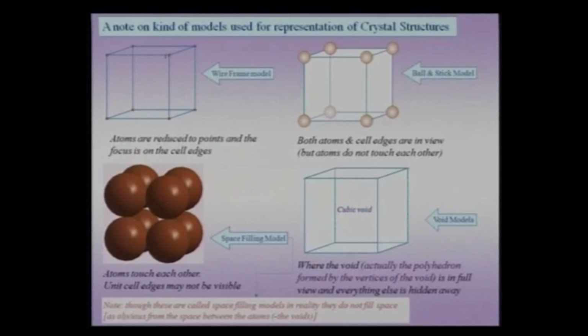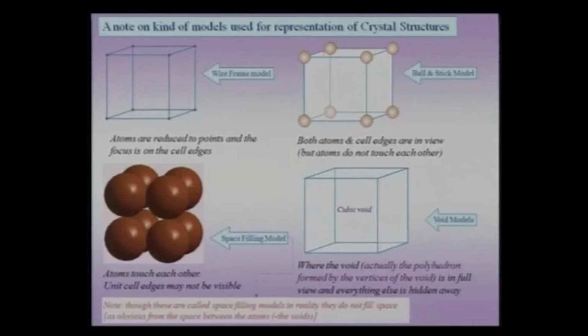In other words, I do not show my atoms explicitly. What is emphasized are the cell edges. The atoms or the entities which are decorating the lattice are shrunk to points, and my unit cell is in full view. So this is called a wireframe model. In a ball and stick model, you have these spheres which are balls, and there are these unit cell edges, both are in view, and this is called a ball and stick model. And clearly you can see from this that the atoms are not touching each other.